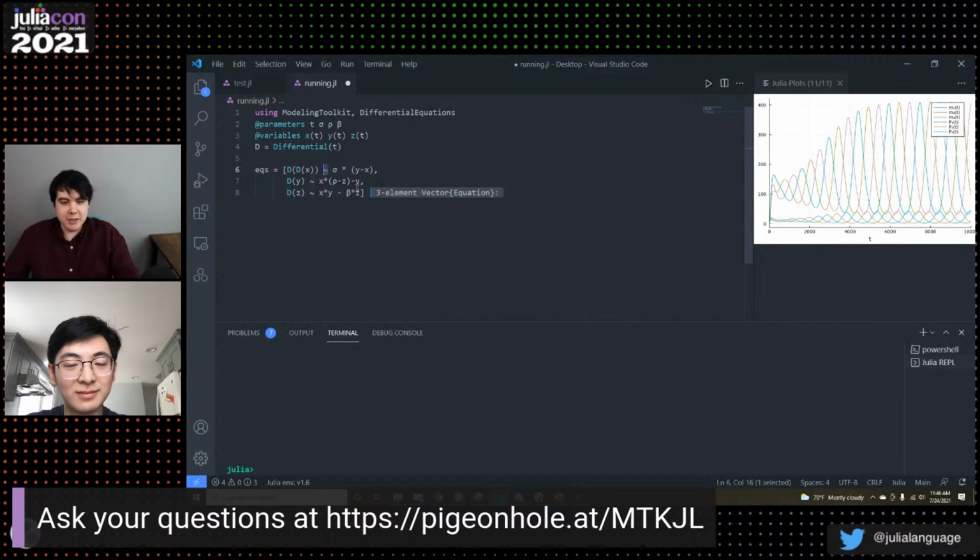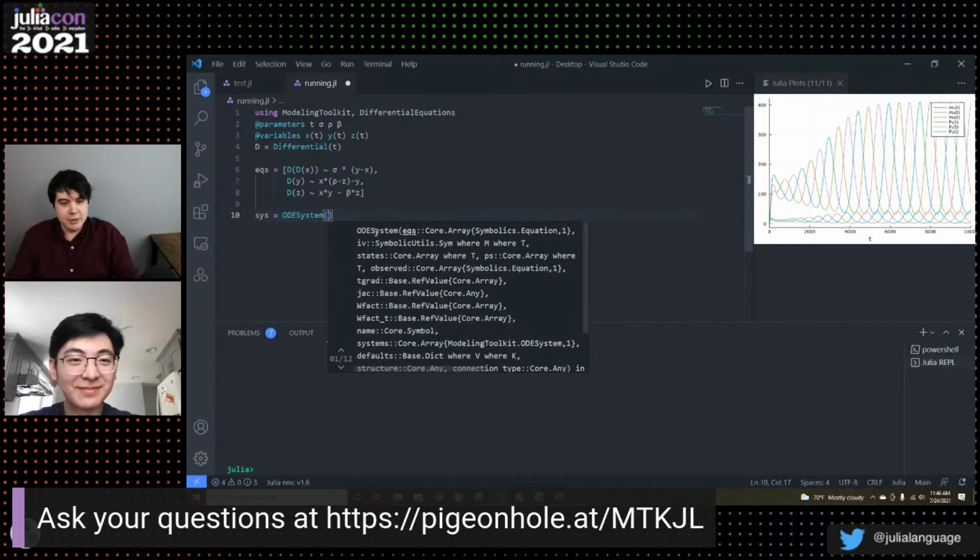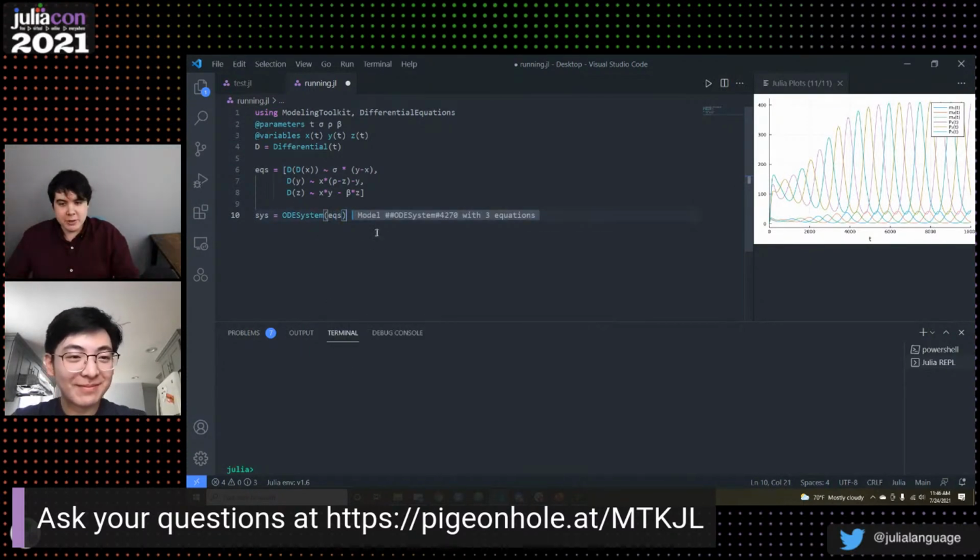Why do we not use equal sign? Well, because if Julia allowed you to overload equals, then all hell would break loose, pigs would fly, and etc. So we use tilde as our equal sign. All right, so now let's tell Modeling Toolkit that this is an ODE system. Right, so the ODE system of our equations, and here we go.